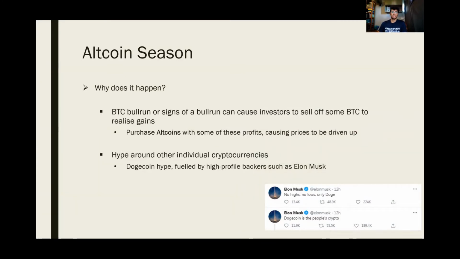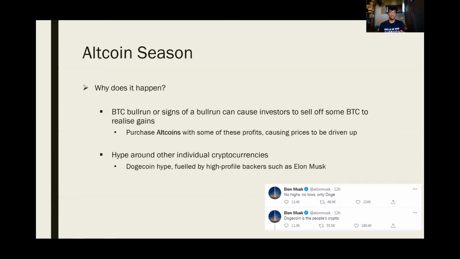So why does altcoin season happen? Altcoin season tends to happen, based on historical returns, after a Bitcoin bull run or signs of a bull run, because this can cause investors to sell off some of the Bitcoin that they are holding in order to realize gains. And this naturally causes the Bitcoin price to tumble slightly.